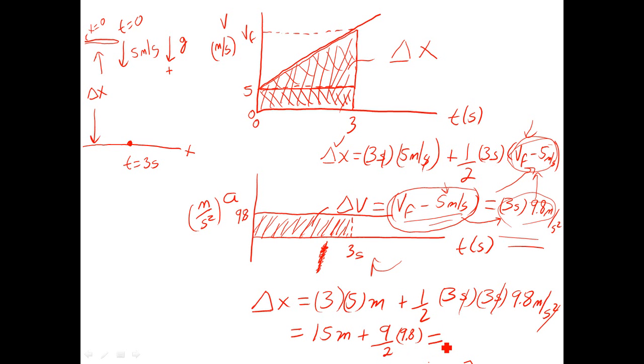I actually don't have a calculator right in front of me. But you're going to have 15 meters plus 9 times 9, it's about 81, divided by 2, so somewhere around 40. So it's going to be 40 plus 15. Looks like it's about 55 meters is the answer to that. And that's how you do that.